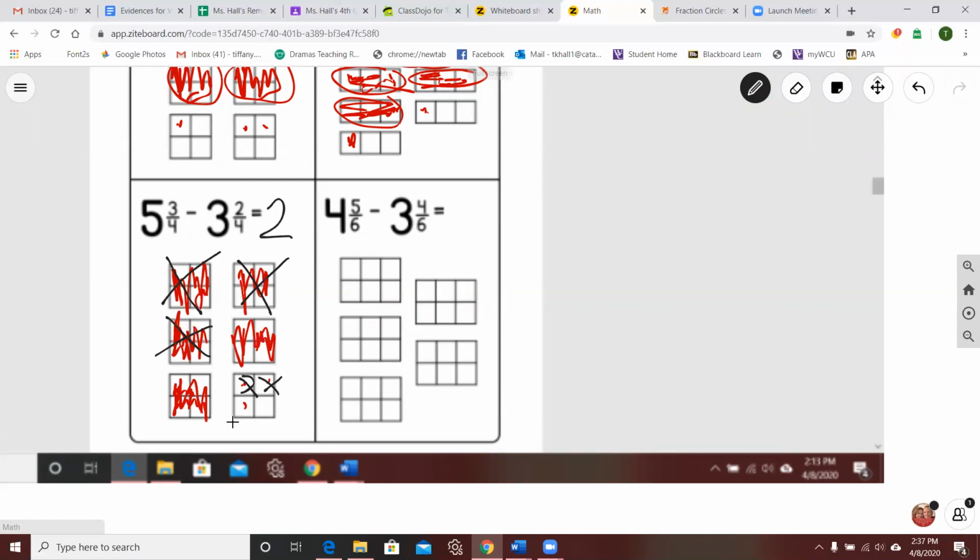And how many pieces left that are shaded? There's 1. And my denominator is 4. So 2 1/4.